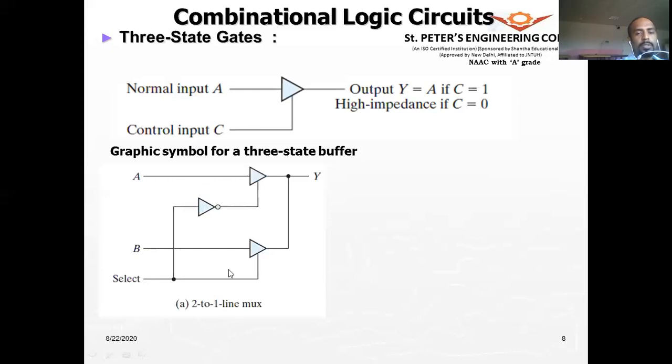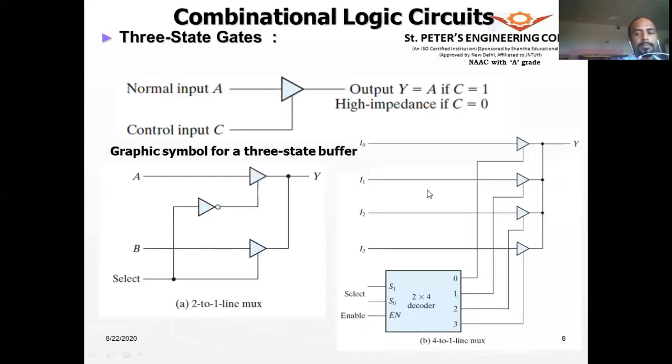So we have simply considered how a 2:1 multiplexer can be used to realize the three-state buffer. Of course, the multiplexer should be implemented using a NOT gate or an inverter. The other name for a NOT gate is an inverter. All right. So we have seen this.